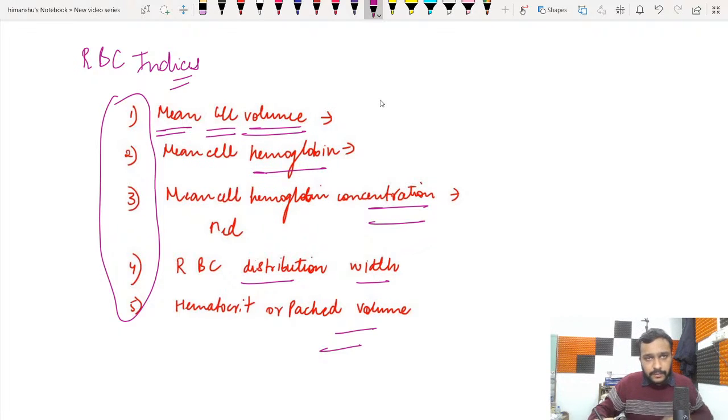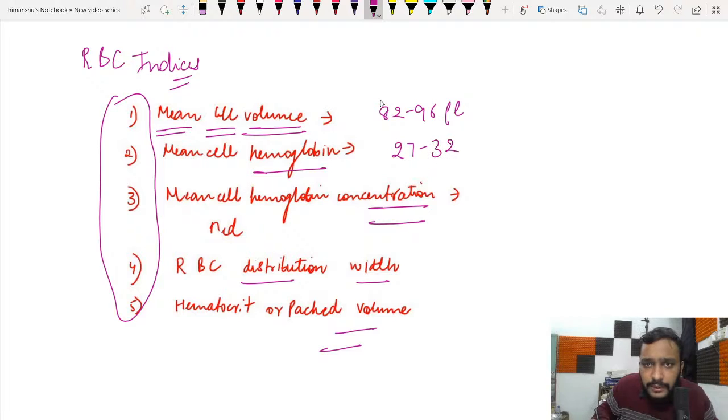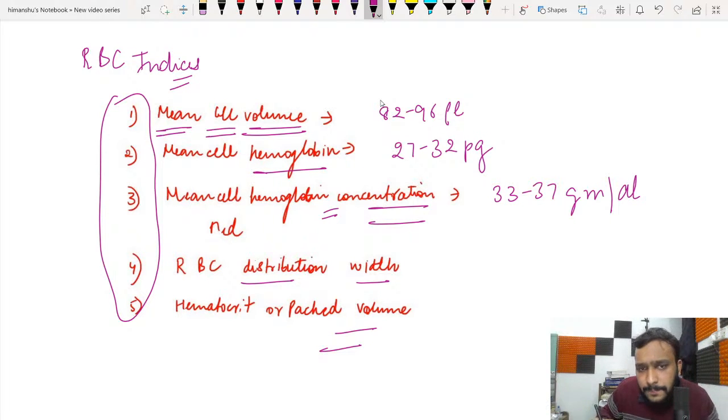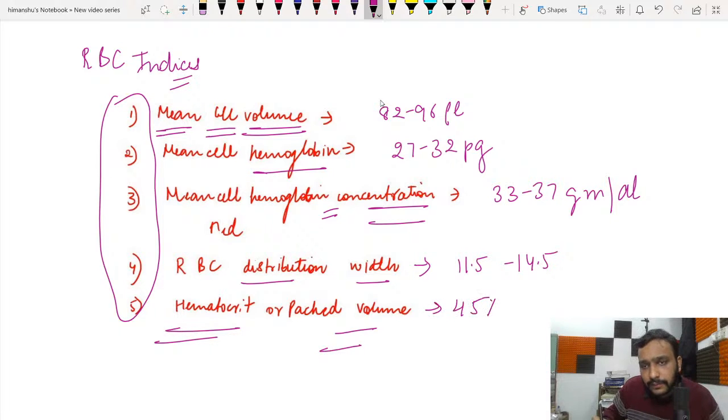The mean cell volume is 82 to 96 femtoliter. The mean cell hemoglobin is 27 to 32 picogram. The mean cell hemoglobin concentration is 32 to 37 gram per deciliter. The RBC distribution width is between 11.5 to 14.5. And the normal value of hematocrit is 45.